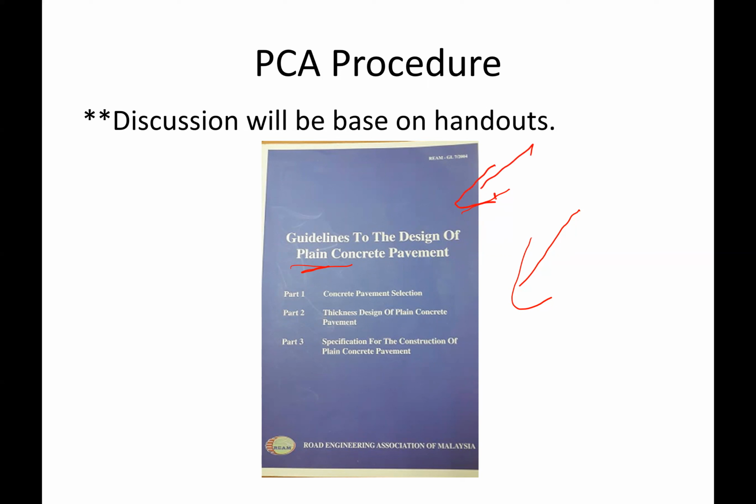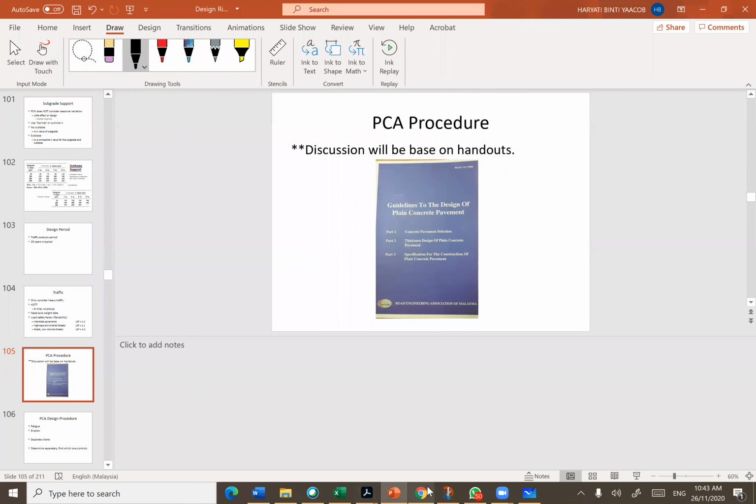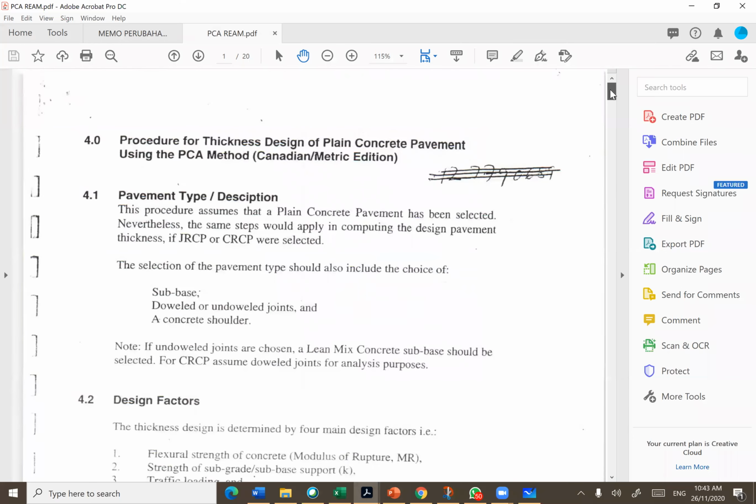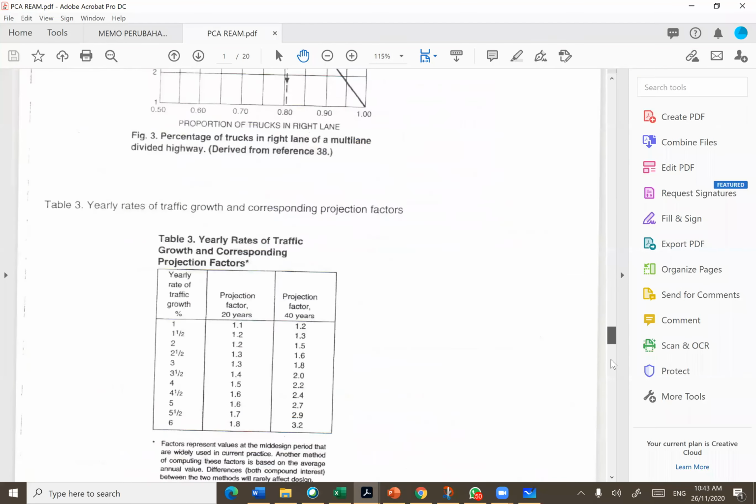I put it inside the e-learning. Did you print it, or did you just save it inside the computer? Do you have a hard copy? Yes. Oh, you printed it. This one. I haven't printed it. It's this one, right? You printed already? About 20 pages. It's better for you to print it.